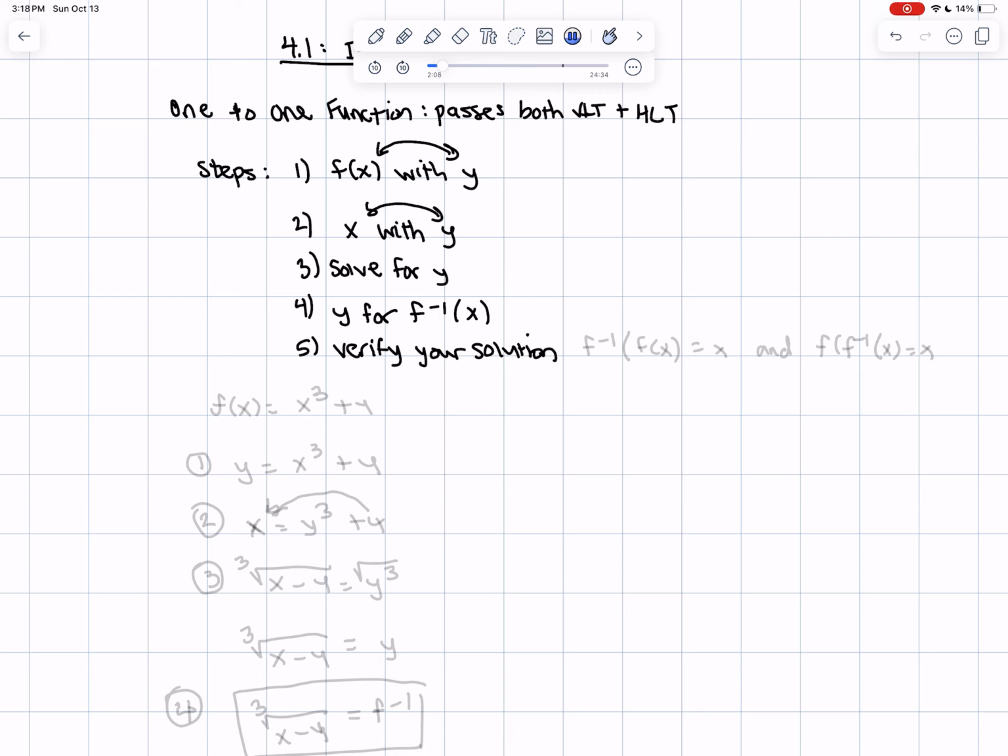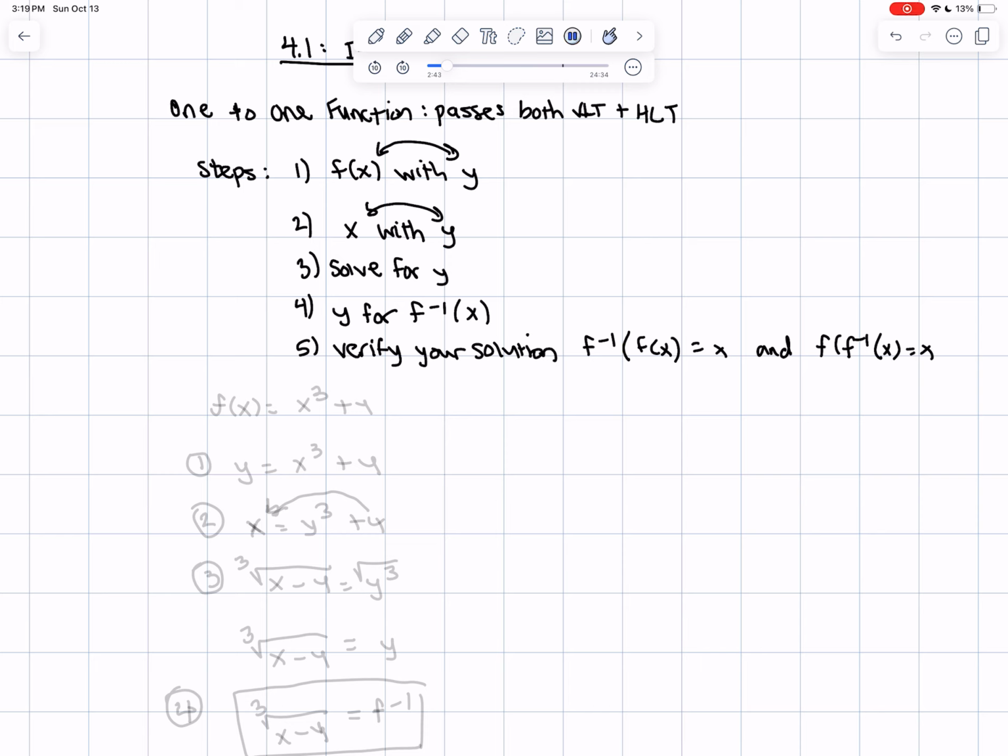Showing that f to the minus 1 of f of x is equal to x, and f of f to the minus 1 of x. But usually when we're solving these, we focus on the first 4. So let's do a couple examples of this. I'm going to do one from the textbook again and walk through it, and then I'll do a couple of examples based off of the homework.